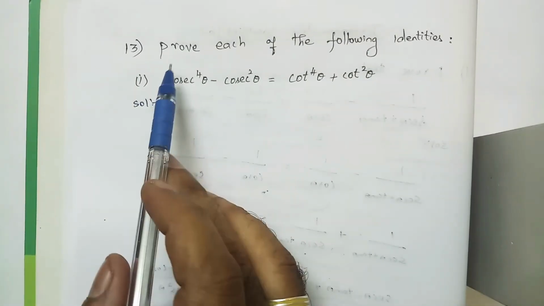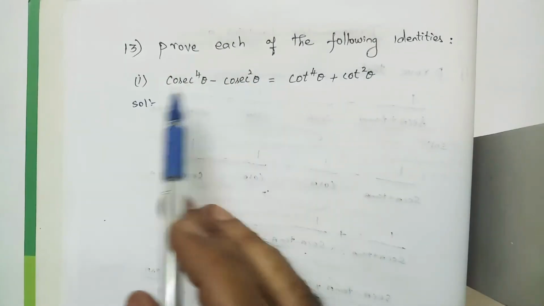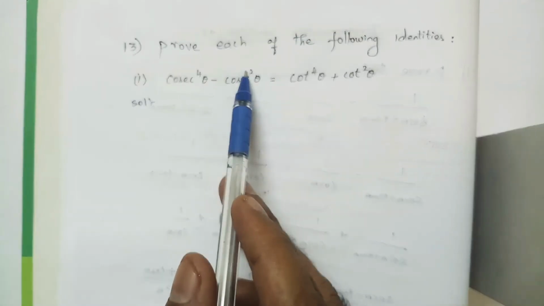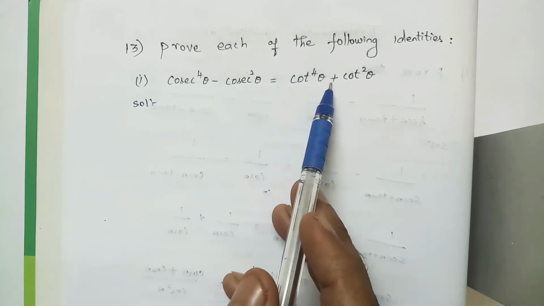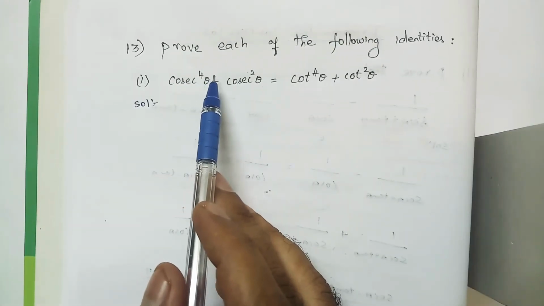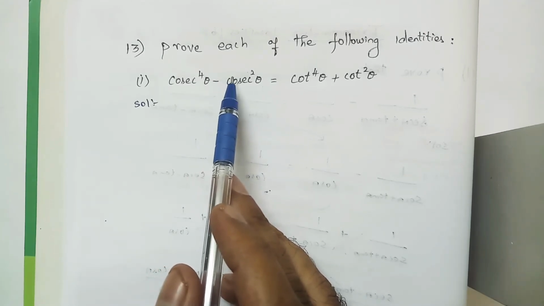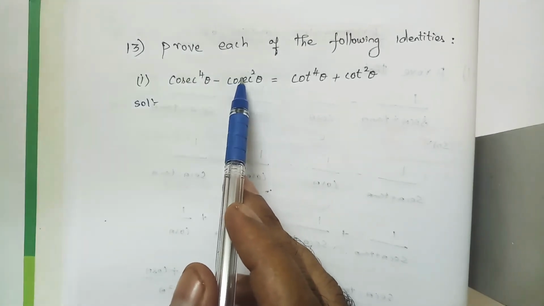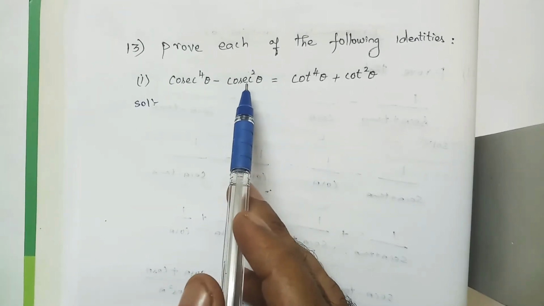So number 13, prove each of the following identities. Subdivision number 1, cosec power 4 theta minus cosec square theta is equal to cot power 4 theta plus cot square theta. Power 4, power 6 means, already we have seen, we will write in terms of 2 to the power 2, right? Square to the square, cube to the square, likewise we will write it. Cube to the square or square to the cube, likewise we will convert it.